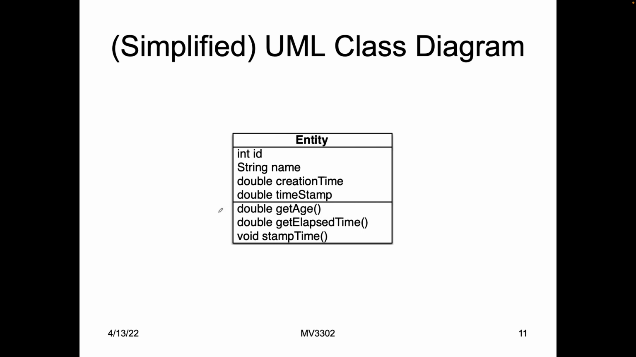And so we can get the age. The age is the creation time, which never changes. That's going to be basically a final variable. And the age is going to be what? It's going to be the difference between now and when it was instantiated, whereas the elapsed time is the difference between now and when we last stamped the time. And then if we call stamp time on it, that will cause the timestamp to be set to the current time.